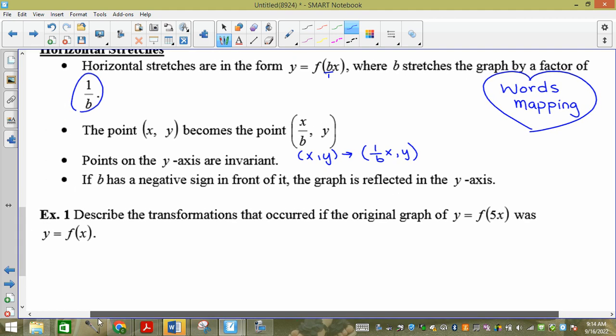Describe the transformations that occurred from this graph. So when we have y equals f of x, and it was y equals f of 5x, we have this 5 sitting by the x. Because it's sitting in front, we know it's a horizontal stretch. That is a fact of all facts, and most people are really good at that. It's a horizontal stretch.